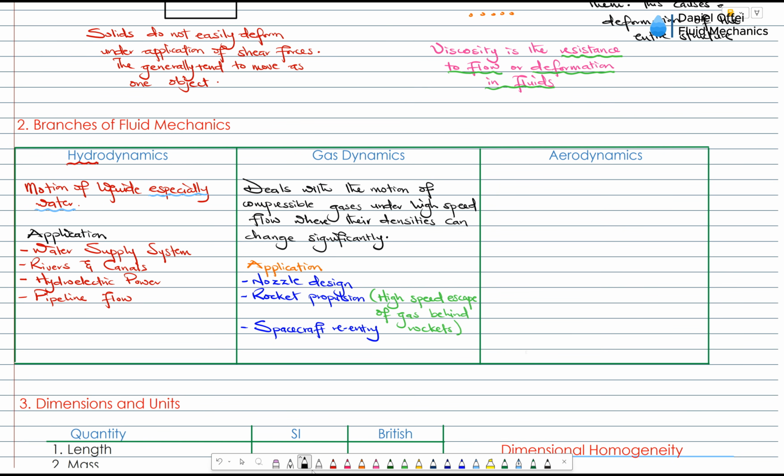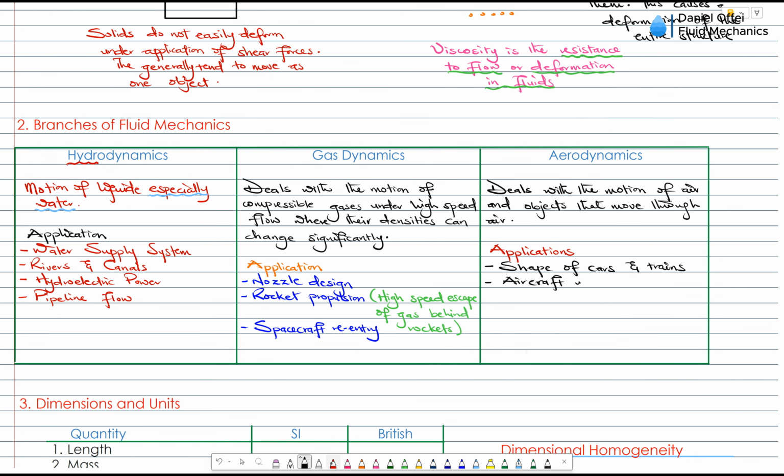Then the last one is aerodynamics, which deals with the motion of air and how certain objects can move through air. So this is applied in how we design things that generally have to go through air. So things that have to face the resistance of air in how we use them. For instance, we have cars, trains, we have bridges, and even buildings that have to constantly face the effects of air moving around them.